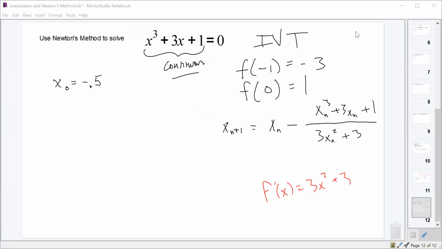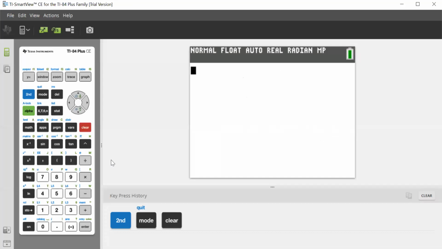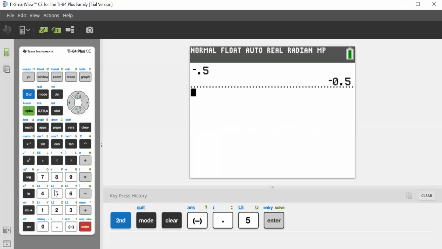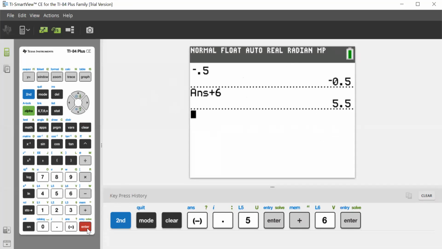All right. So what you're going to do is take out your graphing calculator and use it to evaluate this for us. First, type in -0.5 because that's our first guess and hit enter. What that's doing is storing that as your most recently used answer. You're familiar, I hope, with the answer button, right? If I just hit +6, it'll use that previous answer.